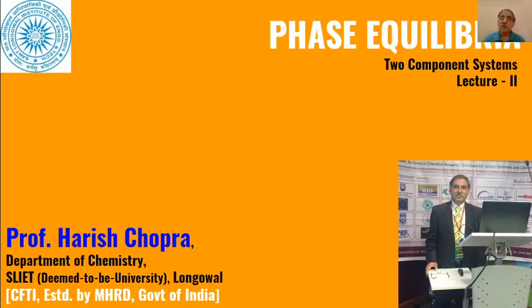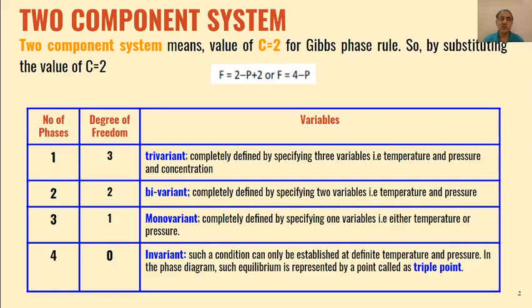Hello students. So this is our second lecture on phase equilibria. In the first lecture we have discussed basic concepts of phase equilibria and one component systems. In this lecture we will be discussing mainly two component systems. A two component system means that the number of components present in the system will be 2.